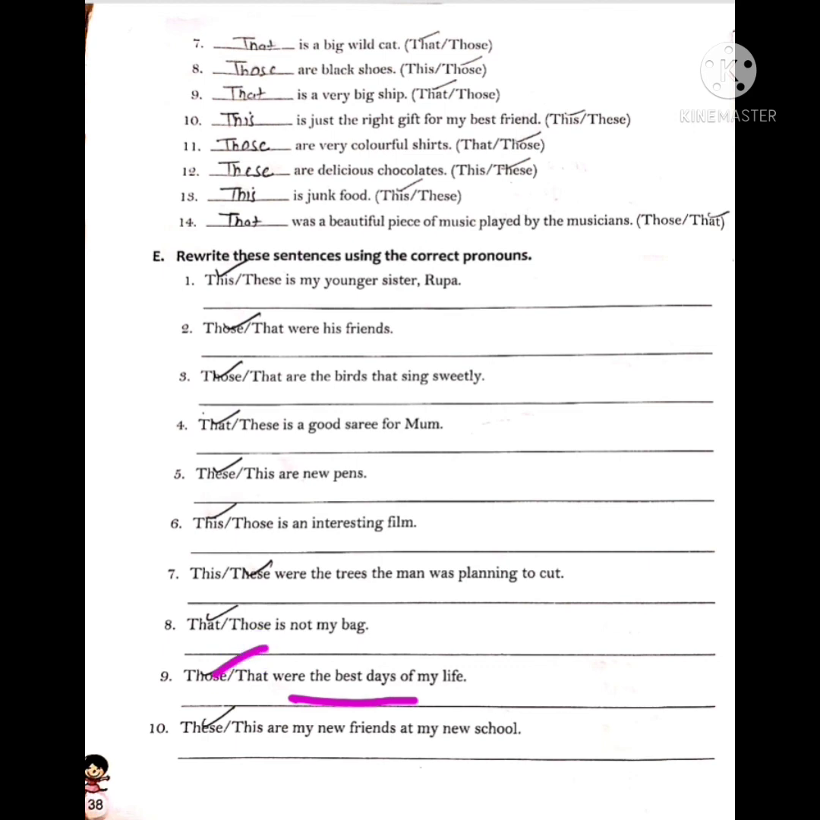Okay, he's remembering the days. So those. Dash are my friends at my school. New friends. Now friends, it's S. So again, it's a plural word. So we use here these. So remember, those and these are used in the plural form, and this and that are used for the singular nouns. Okay. So this was all about your chapter, that is pronouns. So complete it, and next we will do in the next lecture.